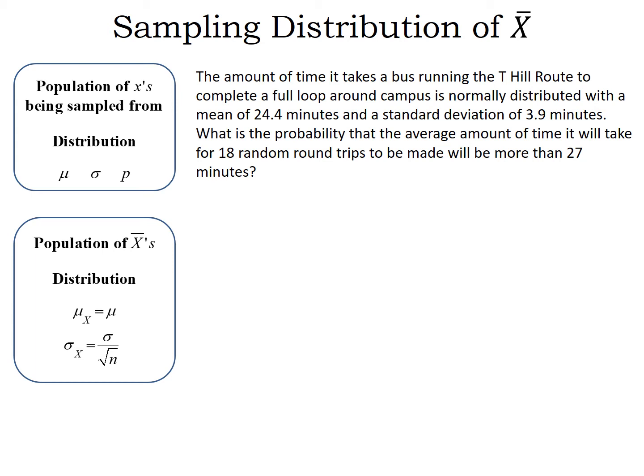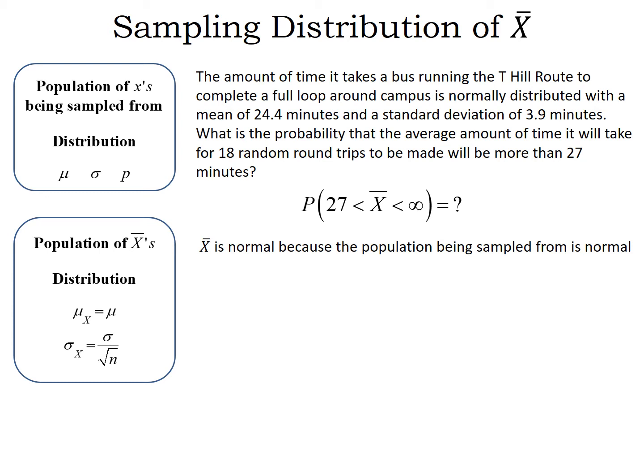Okay, so it's a probability problem, and specifically it's the probability about the average amount of time of 18 random trips. So that is a sample. That is screaming average of a sample, x bar. So we want to know the probability that x bar is greater than 27, or if you will, between 27 and infinity. Well, to do this, because the individual round trips of the hill route are normally distributed in terms of how much time they take, then x bar will be normally distributed.